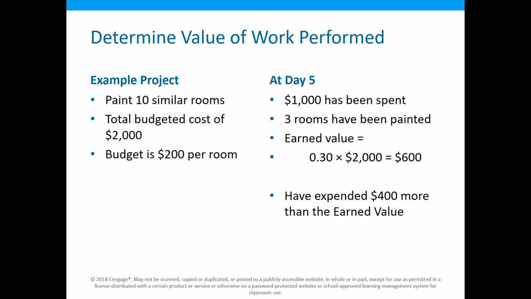So earned value, we need to be able to calculate. It's that idea of our budgeted cost times the percent of work done. So if instead I had painted 5 rooms, 0.5 or 50% times 2,000 would be $1,000 in earned value. Hey, we're right on target. And if I had painted 6 rooms, 0.6 times 2,000, so I'd have $1,200 of earned value. I've only spent 1,000. I would actually be ahead. My variance would be positive instead of negative for this.